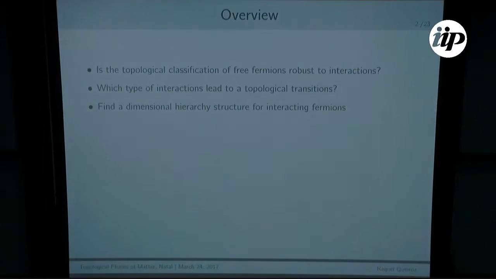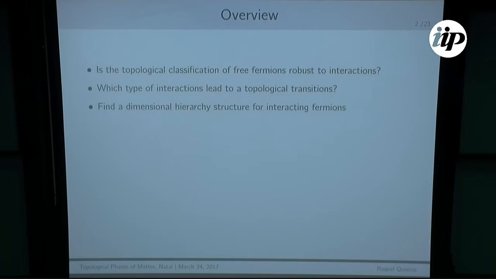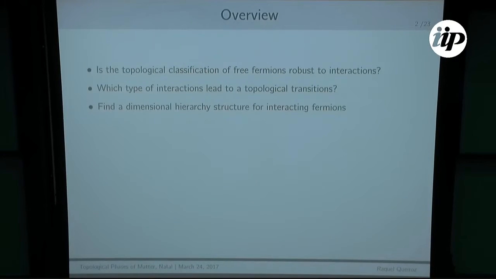The question we want to ask is whether the topological classification of free fermions is somehow robust to interactions. We already know that this is not the case, but even though we understand it very well in low dimensions, what actually happens in higher dimensions? We would also like to have an explicit form of an interaction that would lead to different topological phases and different SPTs. And just in the same way that non-interacting phases have such a nice structure of topological phases, we would like to find what actually exists in the interacting case.